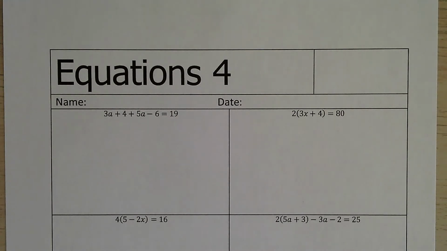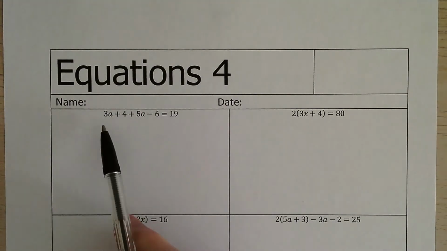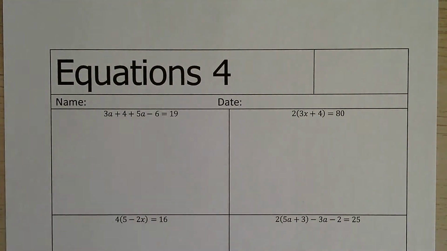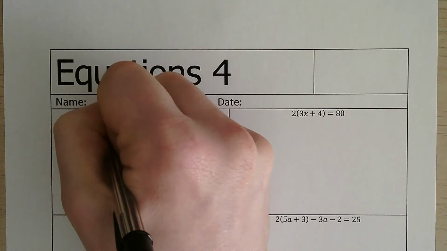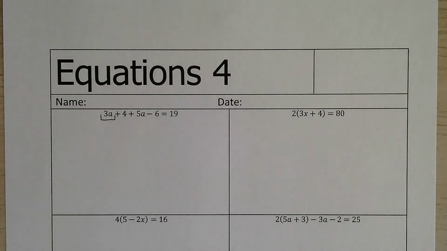If we take a look at the first question, we have 3a plus 4 plus 5a minus 6 equals 19. What we need to do first is simplify the left-hand side of the equation by collecting like terms. After we have done that, we will then be able to apply our equation solving methods to solve the equation. So we start off by underlining like terms on the left hand side of the equation.